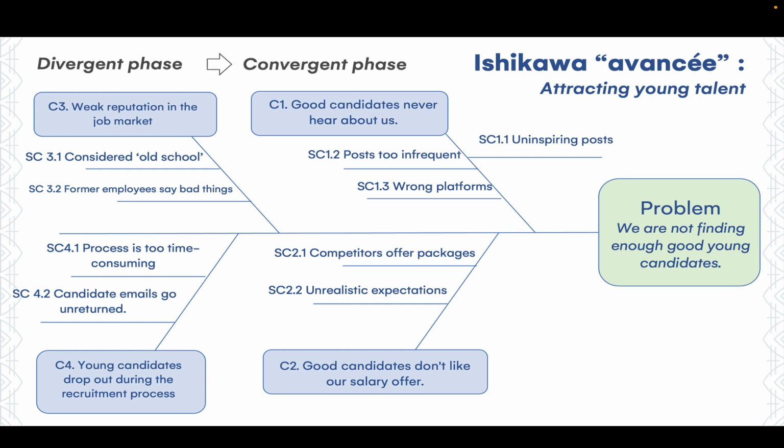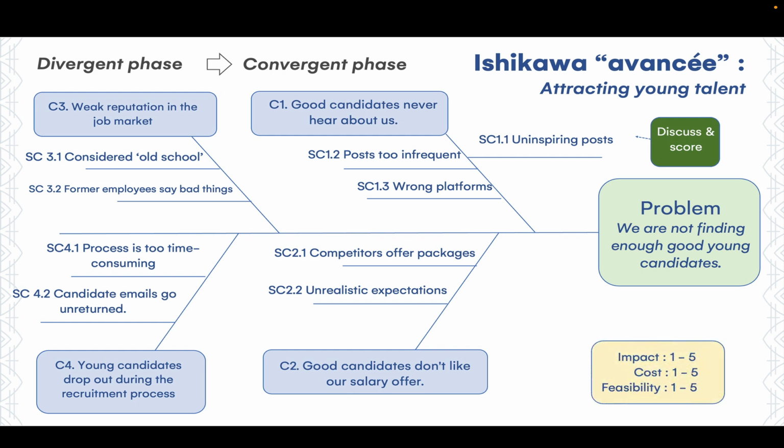Then as you move to the convergent phase, now it's about prioritizing. Okay, we have all this interesting information. What is the most interesting for us now? And then you ask the group, okay, which one of these sub-causes do you think is really important? And then someone says, I think it's this question of we write these posts that are not really inspiring. And someone else, and then we discuss that. We go kind of deep on that sub-cause. And we give a score. We decide a collective score of what would be the impact of fixing that on the final problem.